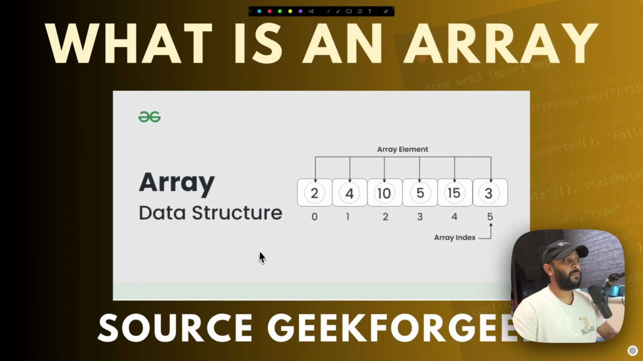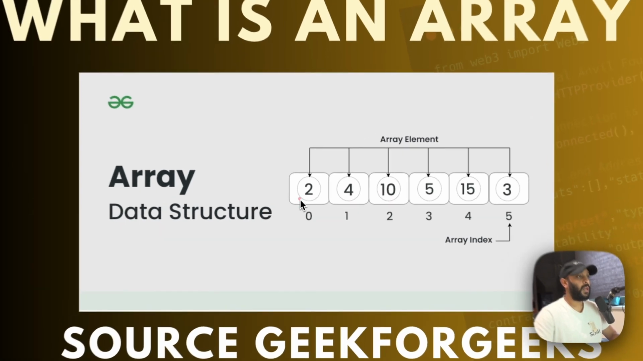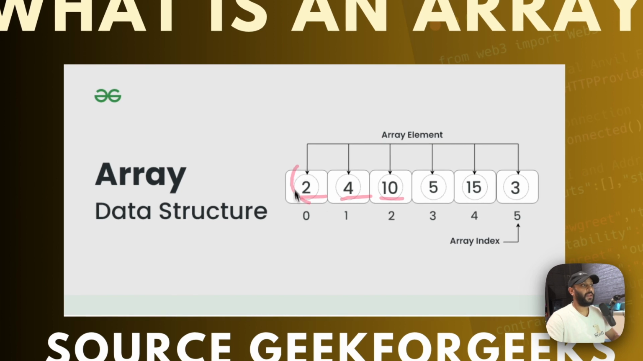I got this visual from Geeks for Geeks, great website and resource for developers. And this is basically what an array looks like. The list that can hold items. Every item in the list needs to be the same data type, so they all need to be numbers or strings. And every item has an index number associated with it. What that means is an index number is a number that we can pass to our function, and it will retrieve the corresponding value.